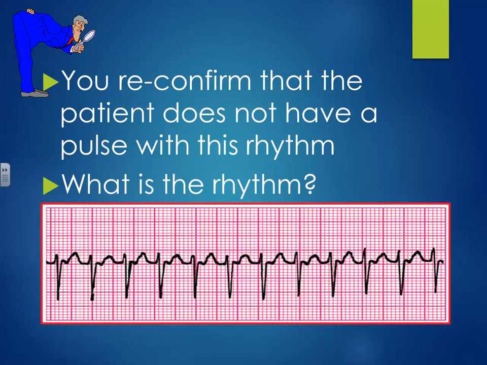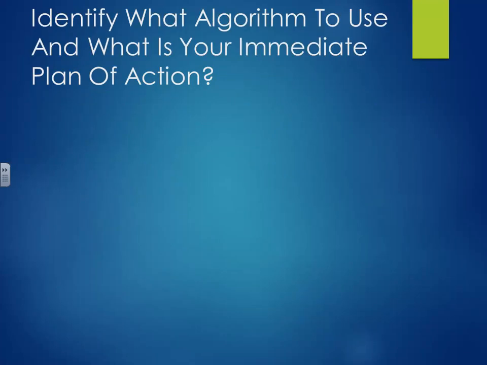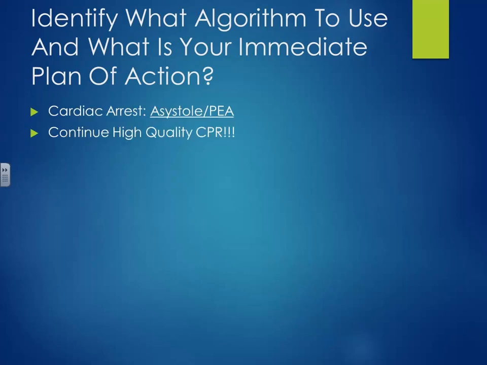If I had a patient that had this rhythm right here with a pulse, they're probably okay, right? So that ain't a bad rhythm. But what makes it bad is when the heart ain't pumping. It don't matter. So what algorithm? PEA, asystole. What's the complete name? Cardiac arrest, asystole/PEA. Continue high quality CPR, the chain of survival.